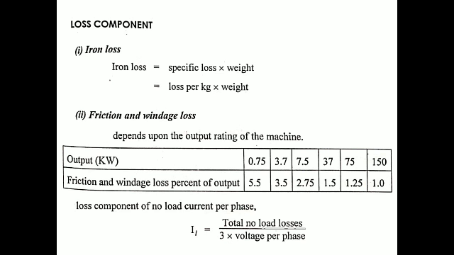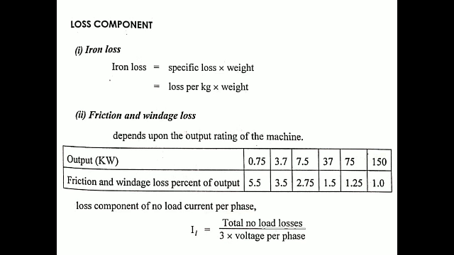The loss component of no load current, IL, is calculated as the total no load losses divided by 3 into the voltage per phase. By this equation, we can calculate the IL value. That's all for the operating characteristics.